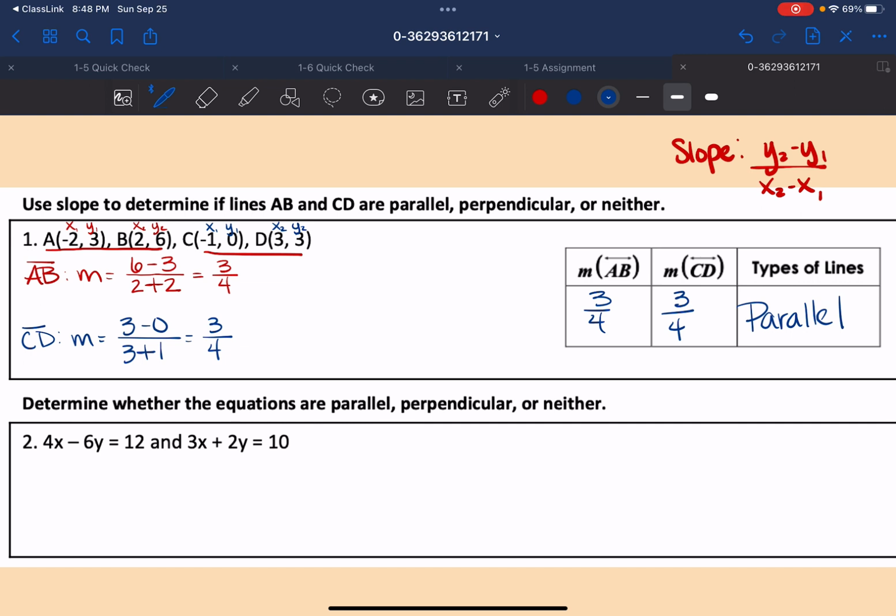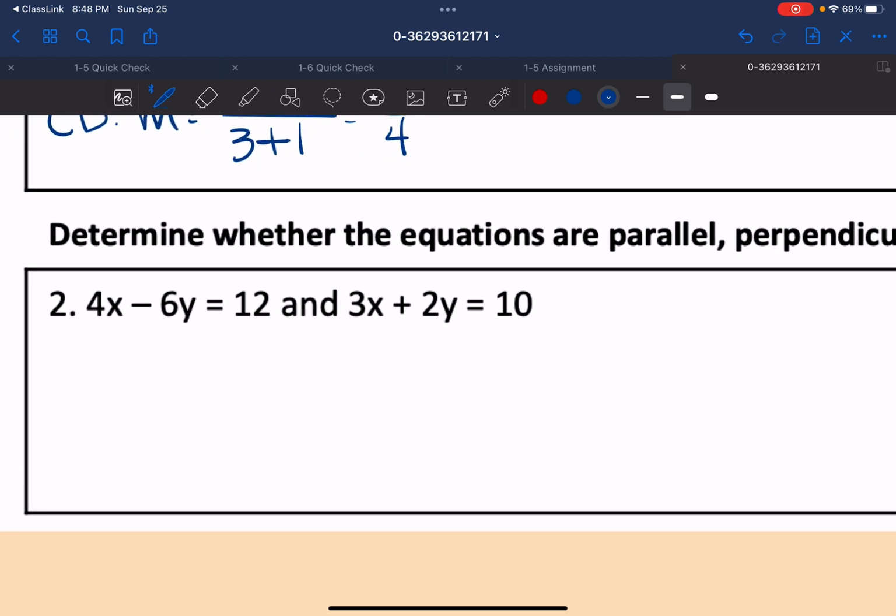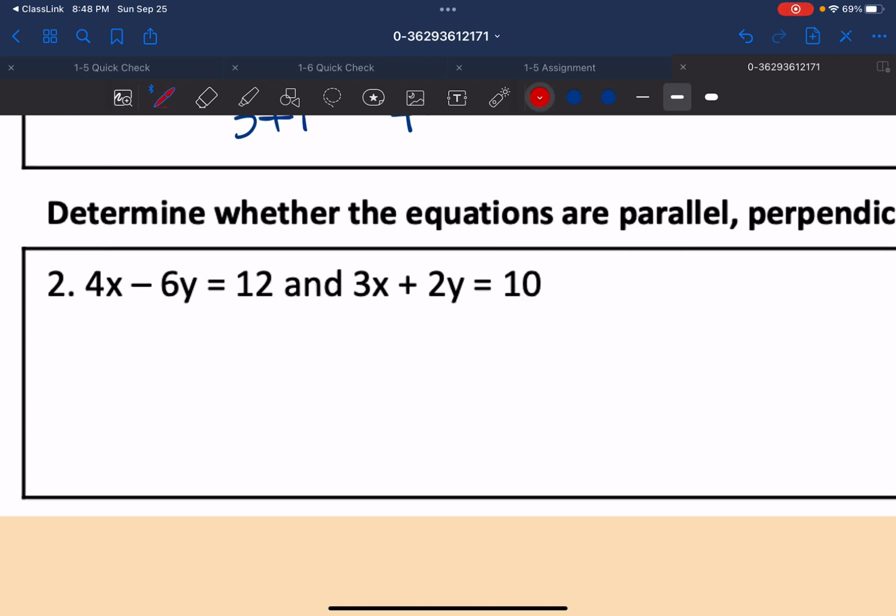Or are they neither? Now we're going to do the same type of question, but instead of giving us points, we're going to take the equation of the line and put it in y equals mx plus b form, our slope-intercept form, and pull the slopes from those and compare them. Okay, so let's take our first equation here, 4x minus 6y equals 12. We want to get y by itself, so we're going to subtract 4x from both sides.